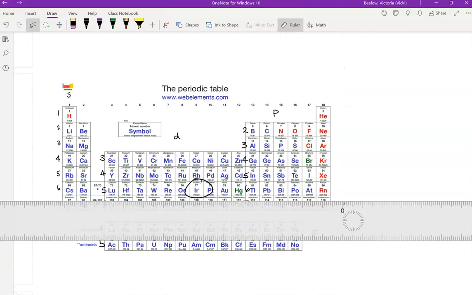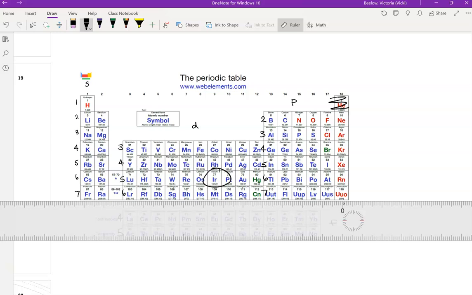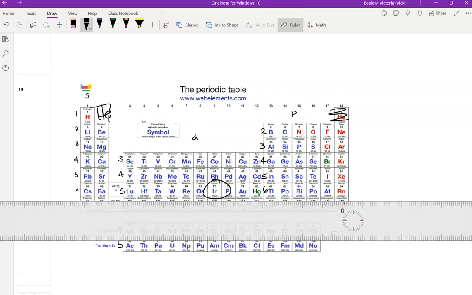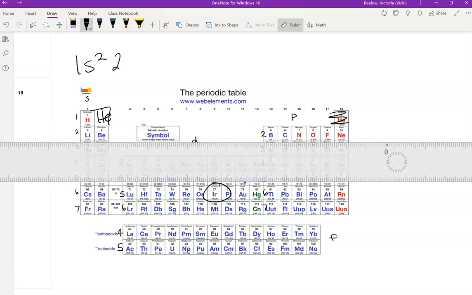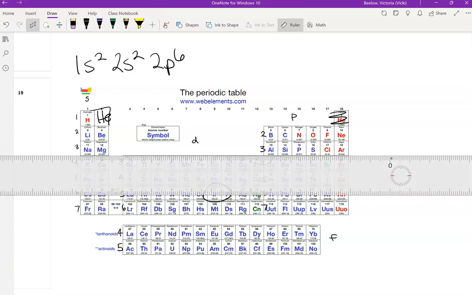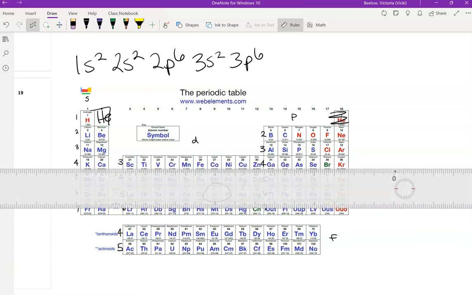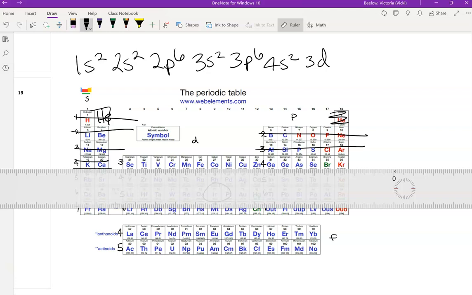Next, we're going to go all the way to iridium, which is going to have us go through the F block, and I'm going to explain what that is. All right, so again, 1s2, 2s2, 2p6, 3s2, 3p6, 4s2. Now we have 3d, and if you count, I'm just going to cross this off as I'm going like this, and now we're at 3d, and this is 10.